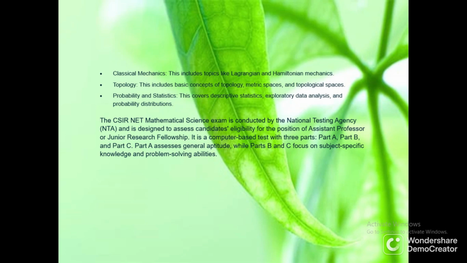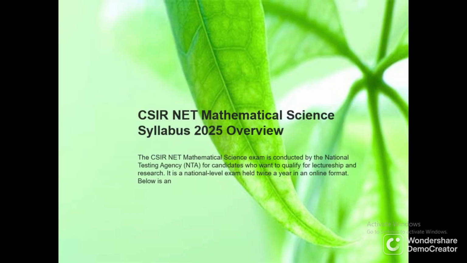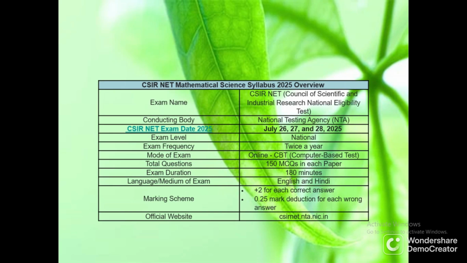It is a computer based test with parts A, B, and C. Part A assesses general aptitude; parts B and C assess subject-wise knowledge and problem solving ability. Overview of the CSIR NET exam: the conducting body is NTA, the National Testing Agency, the exam level is national, the exam frequency is twice a year, the mode is computer based, with 150 MCQs in each paper, and the exam duration is 180 minutes, in English and/or Hindi.